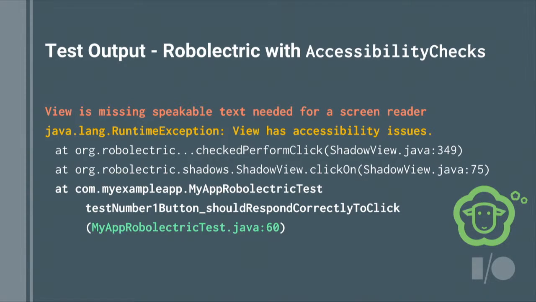And this test itself asserts nothing about accessibility. It simply asserts that clicking a button performs some action. Because I've annotated this test class with accessibility checks, we get accessibility evaluation behavior for free anytime Robolectric interacts with one of our views. So as our test clicks on this view, we actually run our accessibility tests, and we found that this view is missing a spoken description for a screen reader.